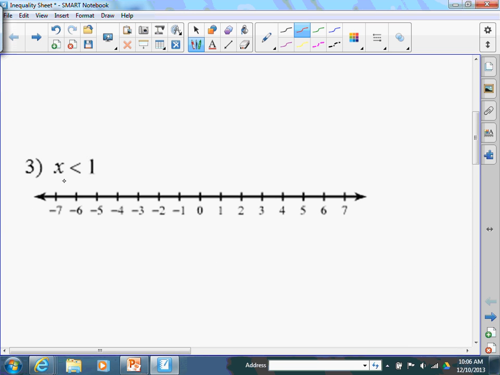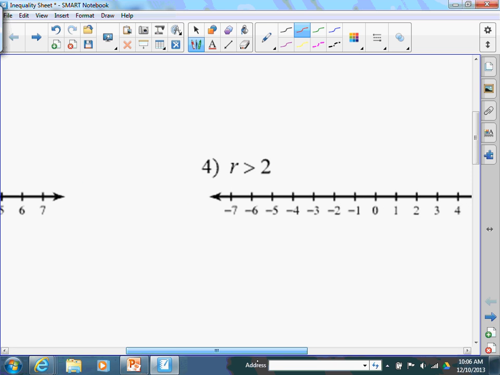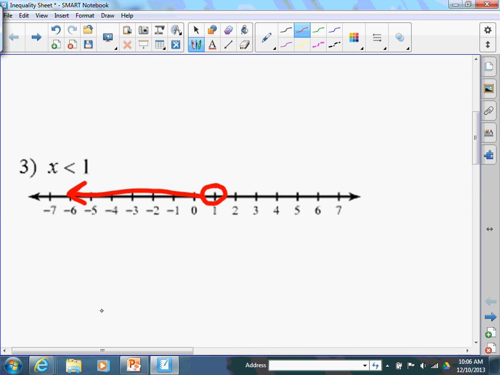Is our variable on the left-hand side? Is there a negative in front of or below? Open circle or closed circle? On what number? Shade right or shade left? Number 4. Is our variable on the left? Okay. Is there a negative number in front of or below? Okay, so we're good. Open circle or closed circle? On what number? Shade right or shade left? Okay. Right, number 5.